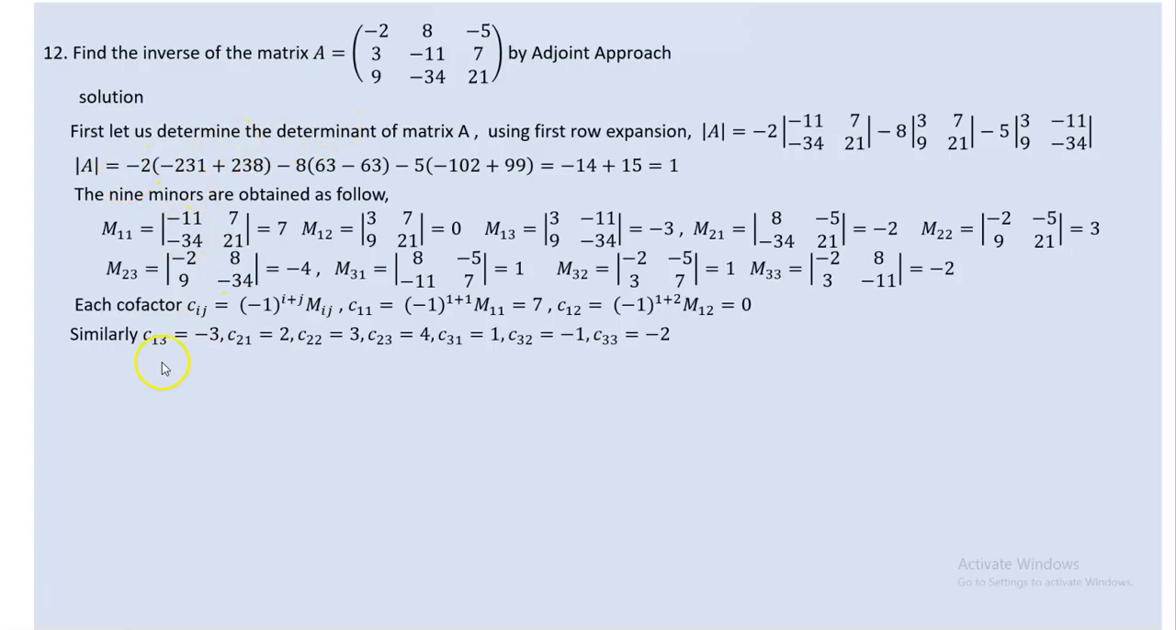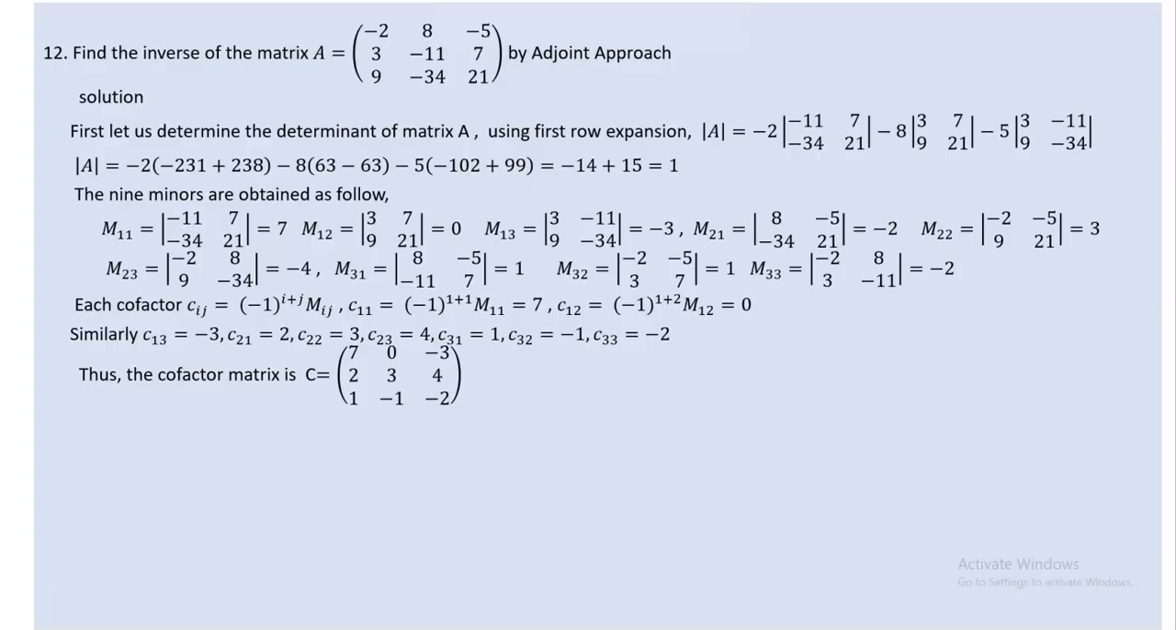For the rest, C13 is basically equivalent to M13 because 1 plus 3 is 4, so it is even, so it's equivalent to that. But when you come to C21, 2 plus 1 makes 3, so -1 to the power of 3 is negative, so it's going to be the negative of M21. We know that M21 is already obtained, it's -2, now with a negative in front, so negative changes to +2. In such a manner, we have to list every cofactor for each entry.